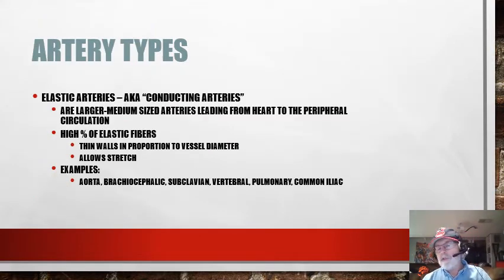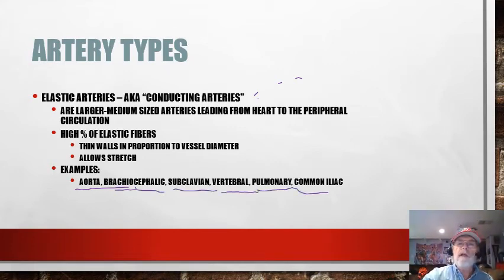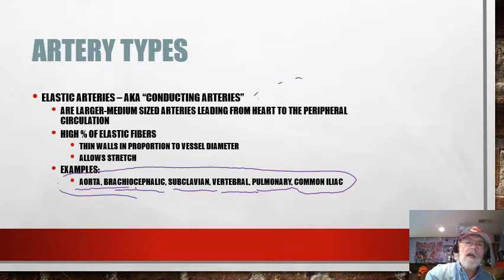Again, we have a couple different types of arteries, the elastic arteries, which are basically the conducting arteries. These are the things like the aorta, brachiocephalic, which comes off the aorta, subclavian, vertebral, pulmonary, common iliac. The larger arteries are basically elastic because they're carrying a lot of blood, okay? And we don't need them to be able to change size. We want them to be a nice large conduit.